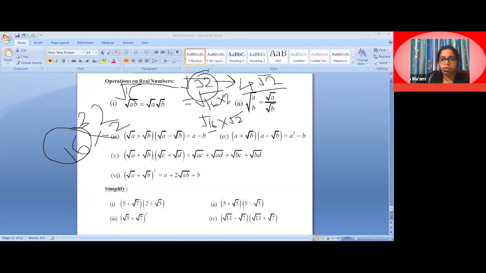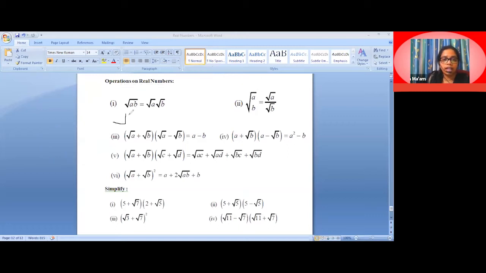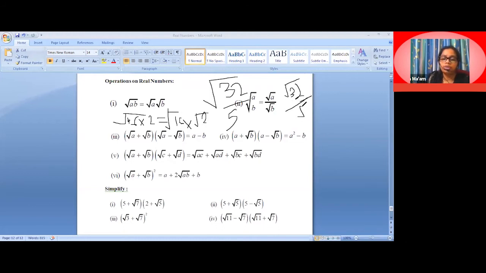Okay, so that's how you have to simplify. If you have something like A into B, so 16 into 2 or 4 into 2, you can also write it down in this form, 16 into root 2. It won't affect your original number. And if you have something like 32 upon, let's say, 5, you can also write it down as root 32 upon root 5. So these are some rules for your irrational number.